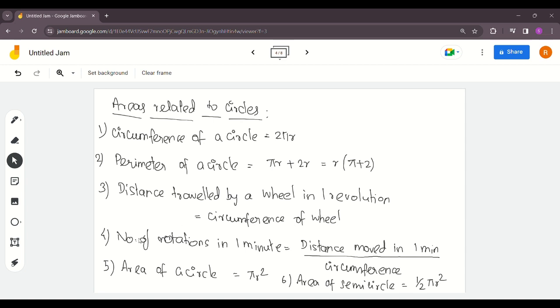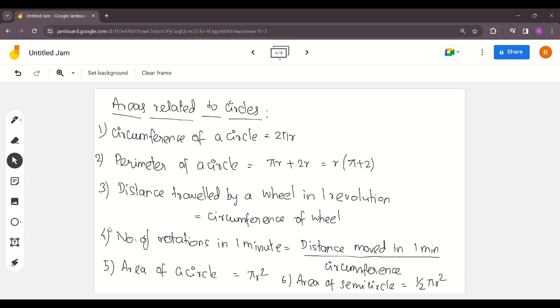And number of rotations in 1 minute is equal to distance moved in 1 minute, whole divided by circumference. So this third and fourth formula you may be very rarely applying. Not many questions will be asked. So rarely the questions will be asked based on the third formula or the fourth formula.